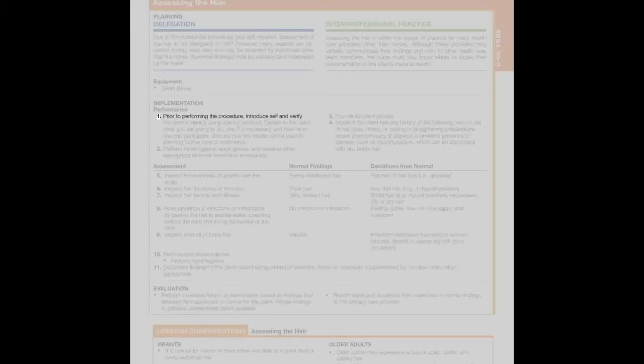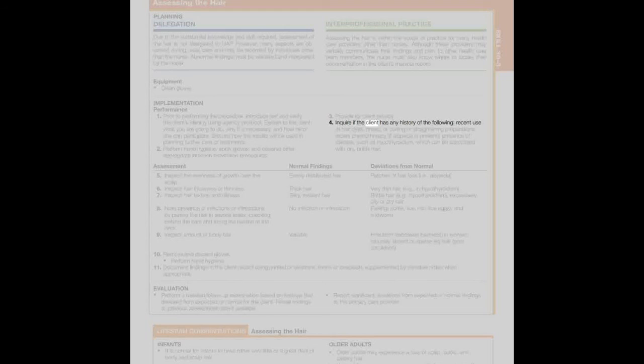Implementation. Performance. 1. Prior to performing the procedure, introduce self and verify the client's identity using agency protocol. Explain to the client what you are going to do, why it is necessary, and how he or she can participate. Discuss how the results will be used in planning further care or treatments. 2. Perform hand hygiene, apply gloves, and observe other appropriate infection prevention procedures. 3. Provide for client privacy.